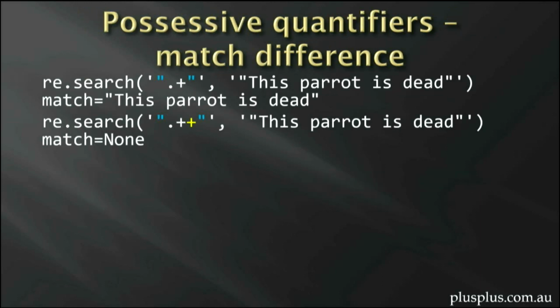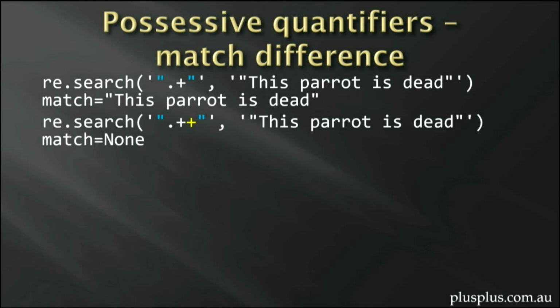This parrot is dead. I'm looking for a quoted string, and if I use a possessive quantifier after a dot plus before the quotes, this is the same one I just showed you, it doesn't get the match because the dot plus consumes it. So just a reminder, those pluses are, well, they're the same key on the keyboard, but they've got completely different meanings. The first plus is the one or more quantifier, and the second plus is the previous quantifier, the plus, is possessive.